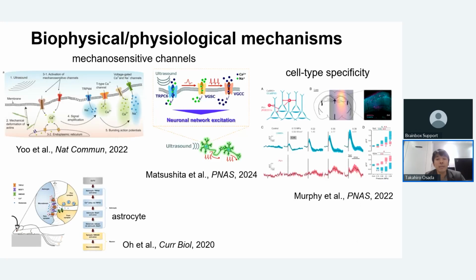As I explained, the detailed mechanisms of ultrasound neuromodulation are not yet fully understood. At the cellular level, research has reported the role of mechanosensitive channels, such as TRP channels, in neural membranes. Another study highlighted the involvement of astrocytes in neuromodulation by ultrasound. Additionally, research showed cell type-specific activity changes induced by ultrasound. Further research is required to clarify these biomechanisms in greater detail.